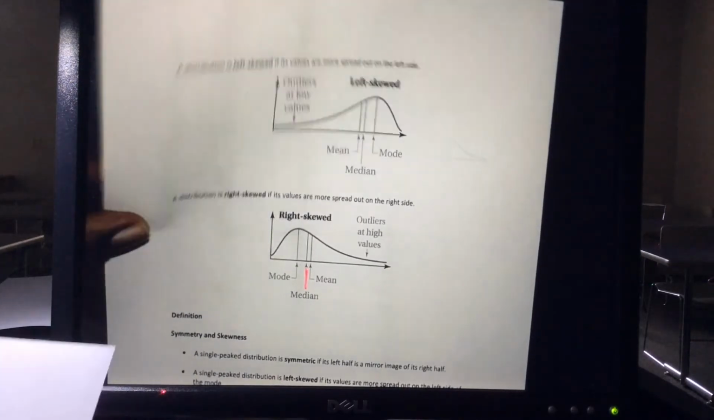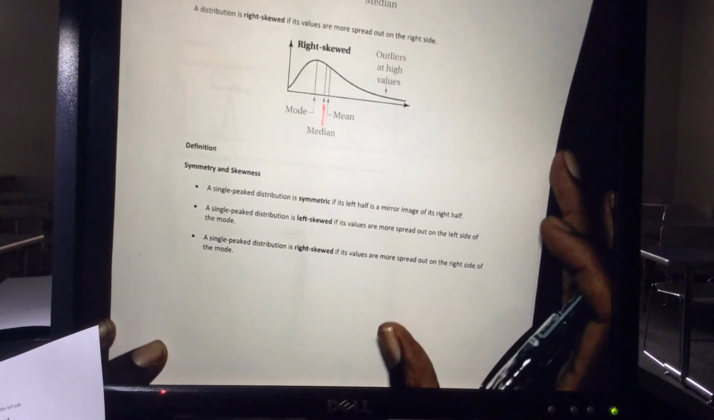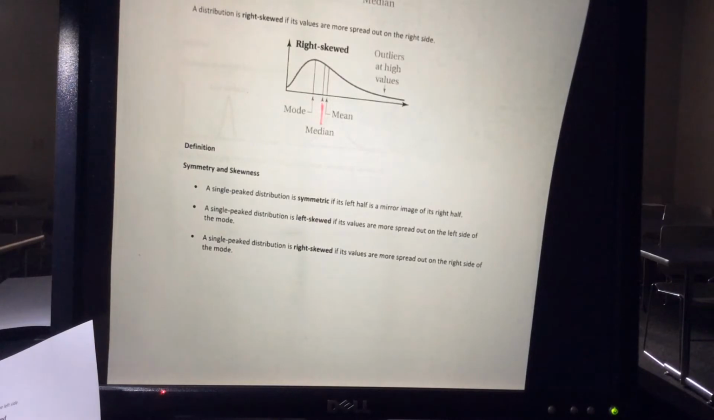Okay. And pretty much we already talked about this. A single peak distribution is symmetric if its left half is a mirror image of its right half. A single peak distribution is left skewed if its values are more spread out on the left side of the mode, and a single peak distribution is right skewed if its values are more spread out on the right side of the mode.